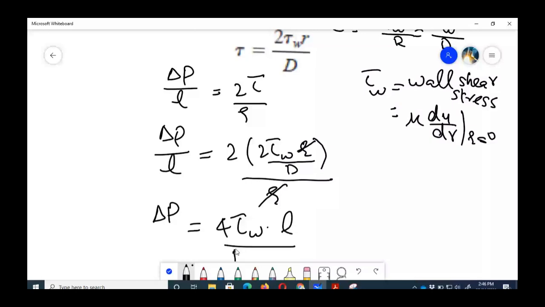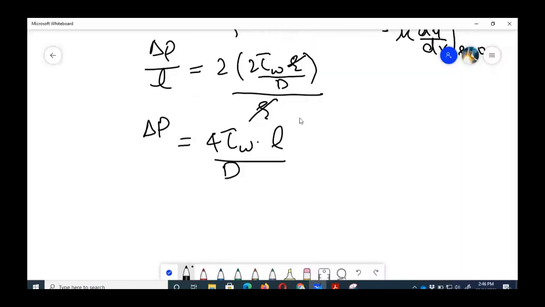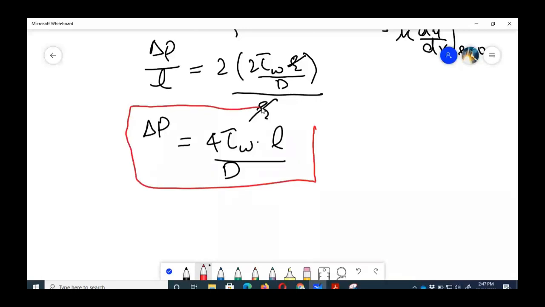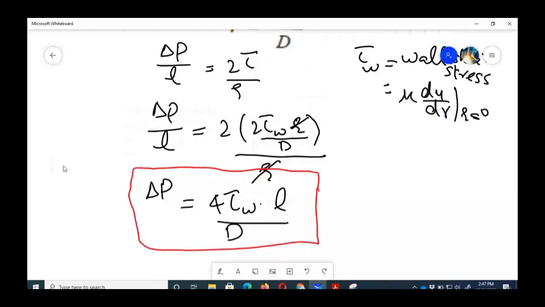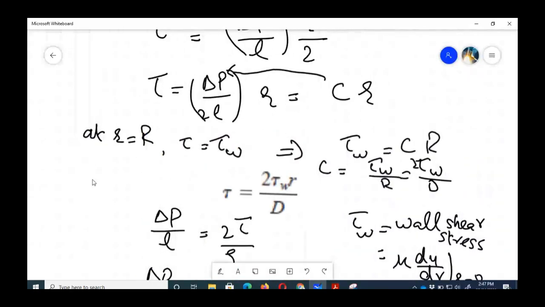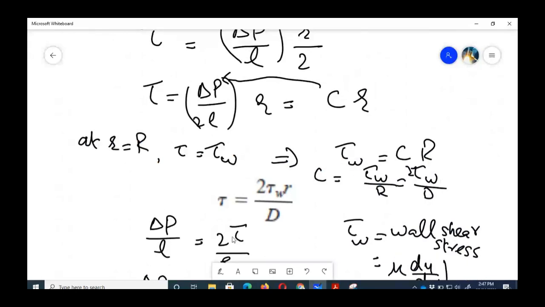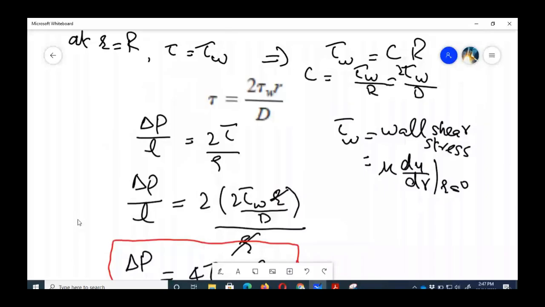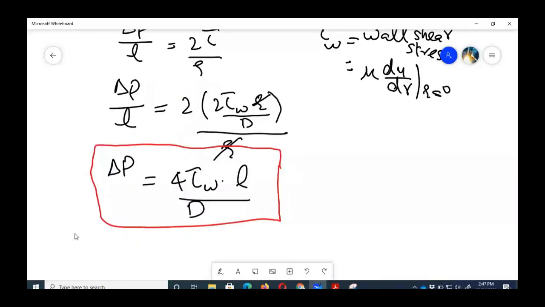So this is the first relation we have got, that is delta p in terms of tau omega. Before that, we had also got the relation of delta p and shear stress at a fluid element, but now we have derived a very significant relation of delta p in terms of wall shear stress. But even now, we don't have the velocity information in these two equations. So in the next class, which is on Friday, we will see how the velocity comes in.